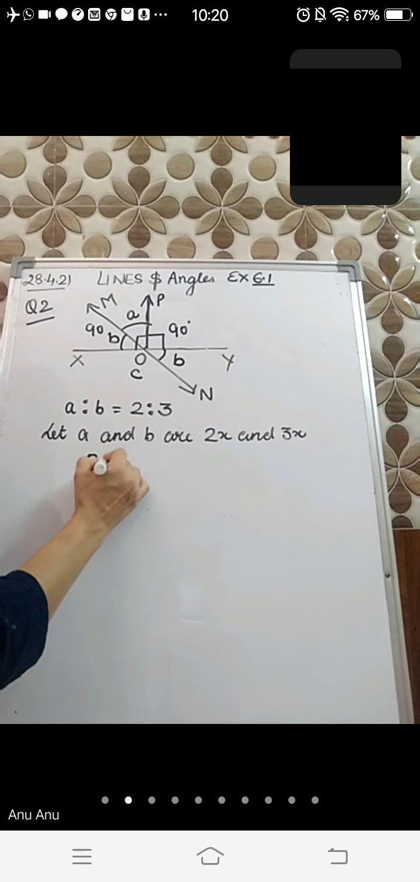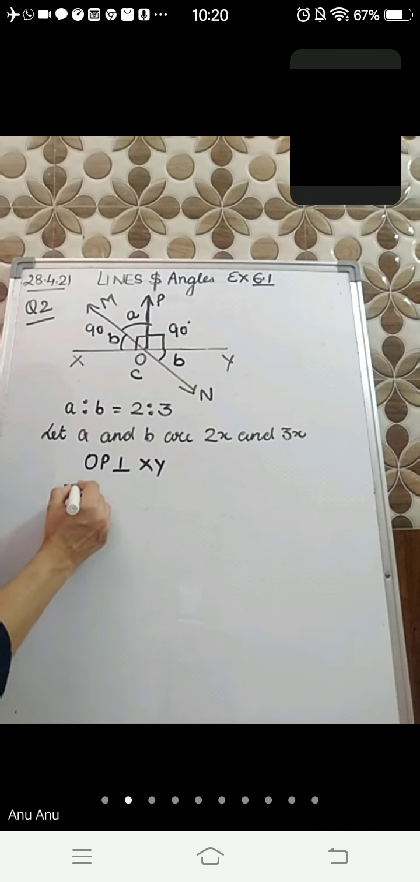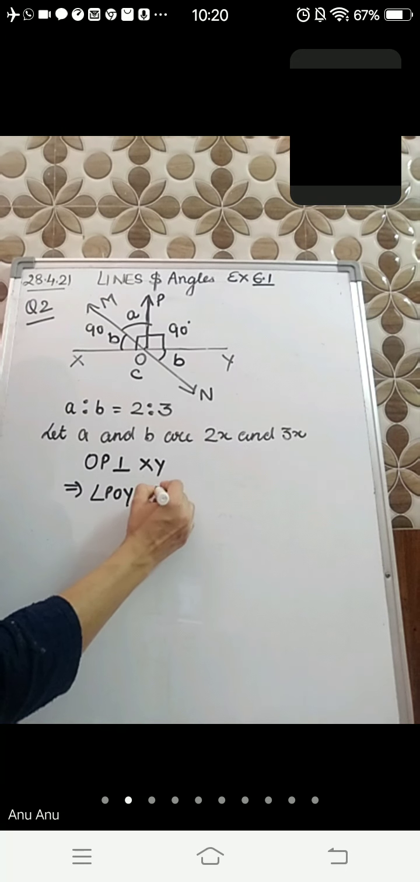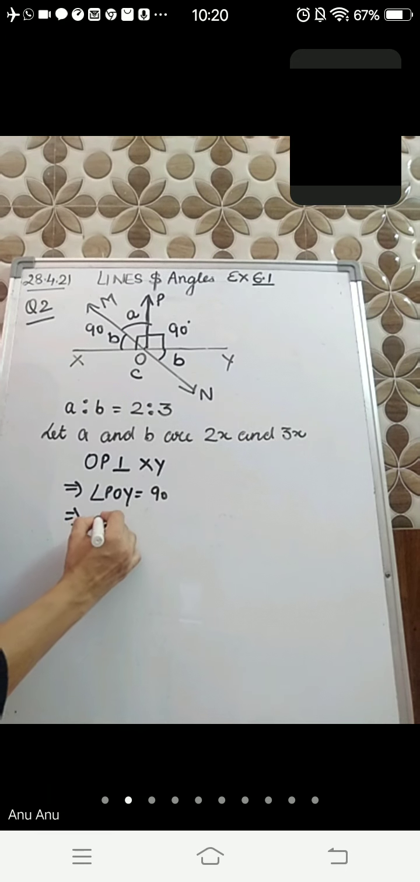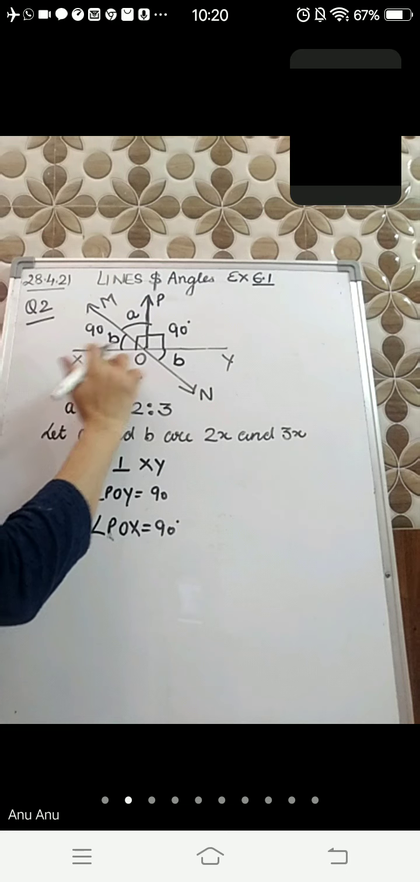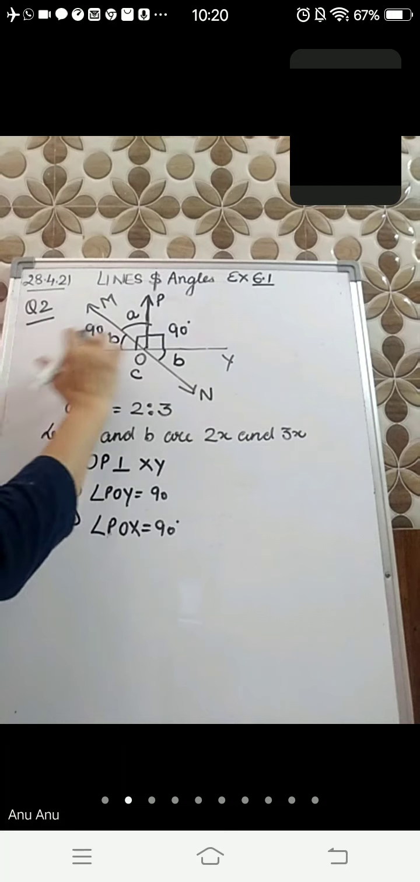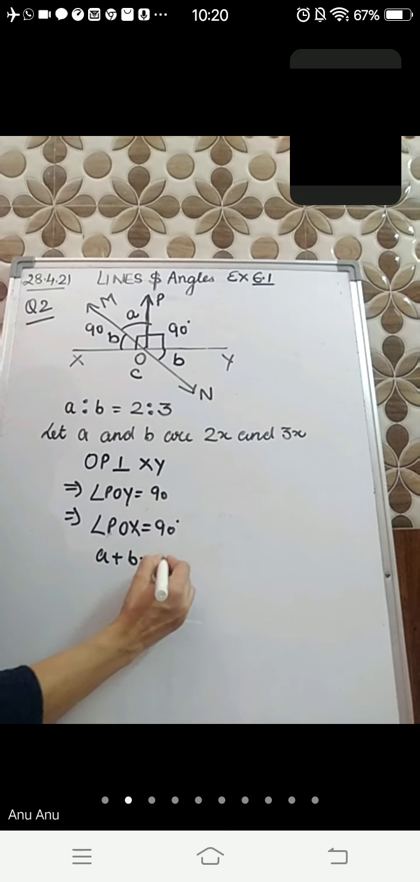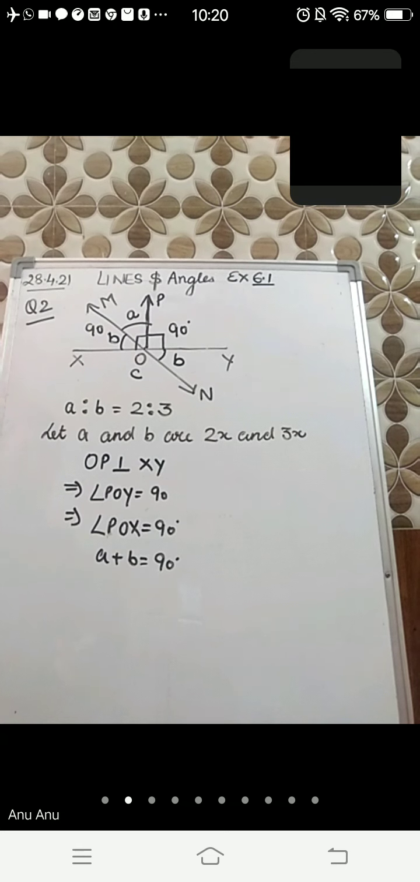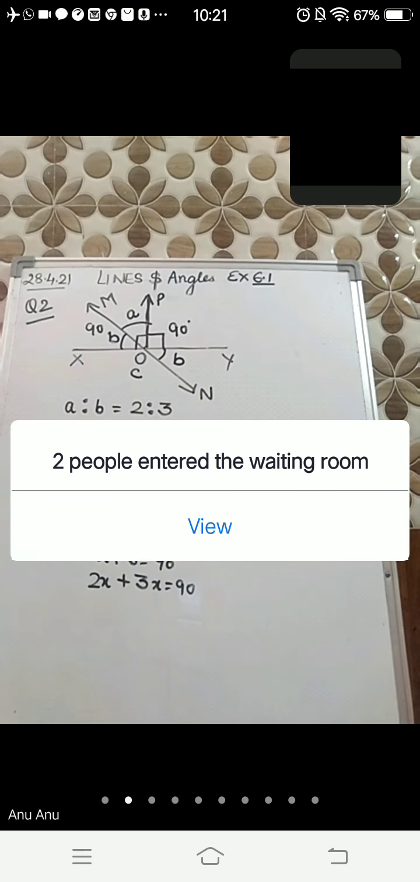Now, this OP is perpendicular on XY, which is given. If this line is perpendicular, that means angle POY is equal to 90, that is given, and angle POX is also 90. Because this line is perpendicular, the half angle of this side and the half angle of this side both are 90. And POX can be written as A plus B is equal to 90. Is it so? The value of POX is A plus B. A is 2x, B is 3x.